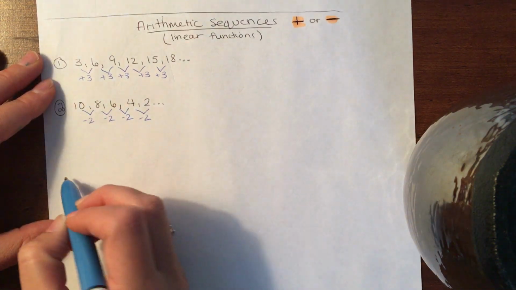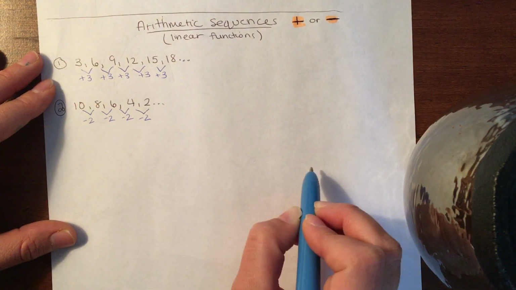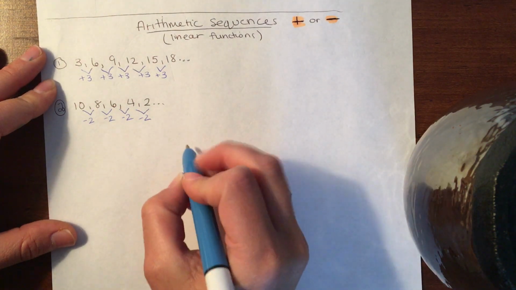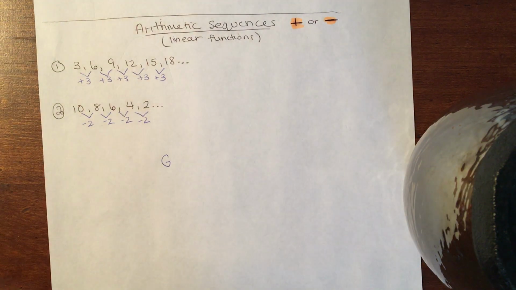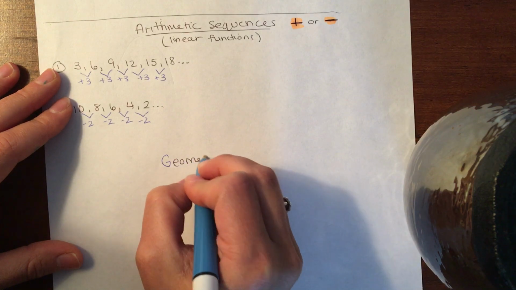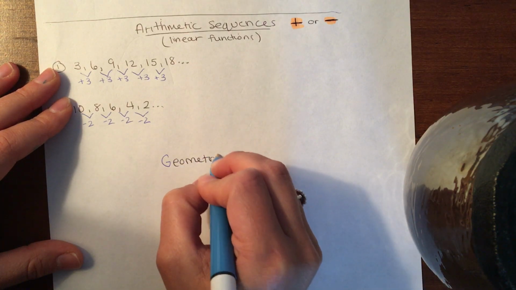I'm going to skip a little bit of space, and you can draw another line if you want, or you can just make your new title. We're going to move on to geometric. I'm going to stick with black here. Geometric.